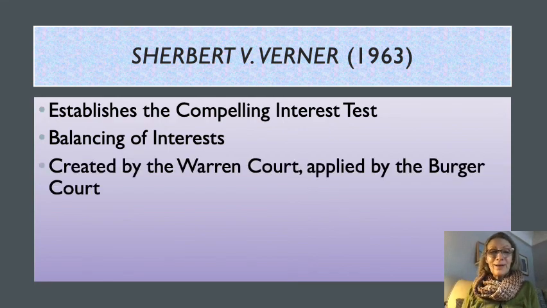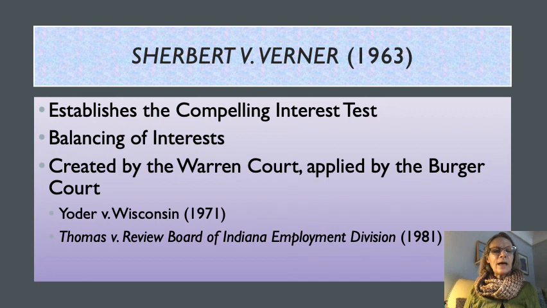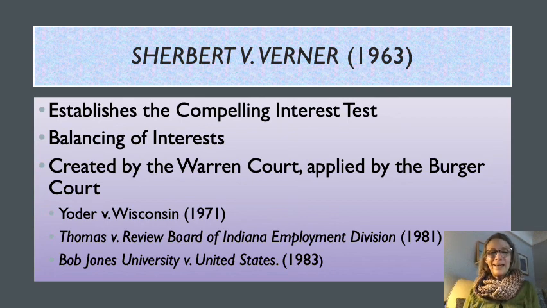This is created by the Earl Warren Court, but soon after this, Warren Burger takes over as Chief Justice. As you'll read in your textbook, the test is applied by the Burger Court, and there's some wondering about how this test is going to be applied. It's applied in Yoder v. Wisconsin, Thompson v. Review Board of Indiana Employment Division, and then the Bob Jones University case versus the United States. I'll let you read about these in the textbook.